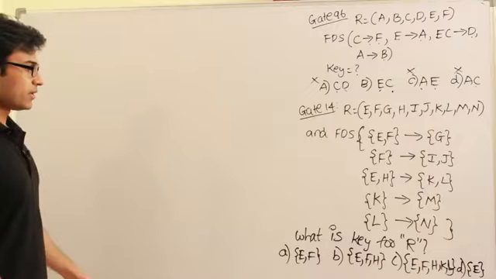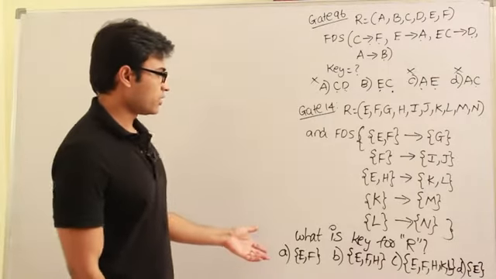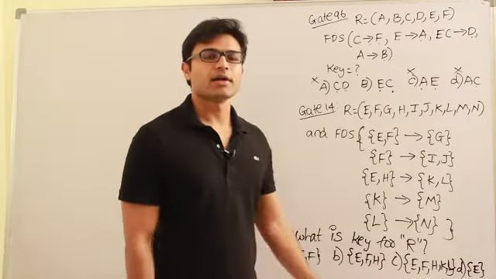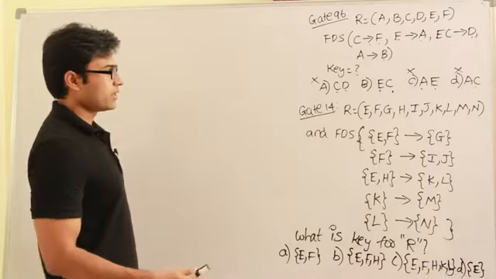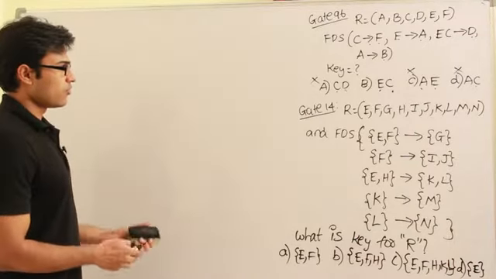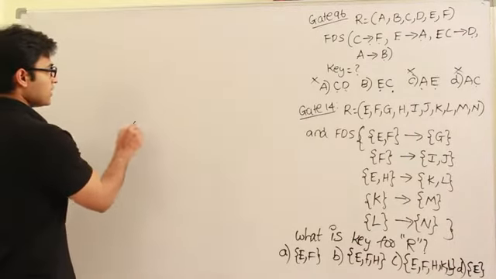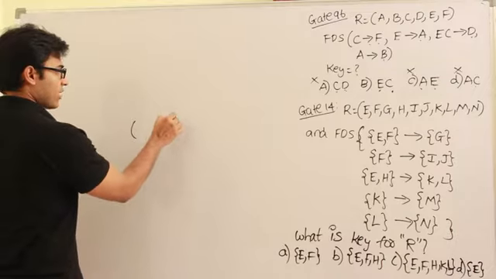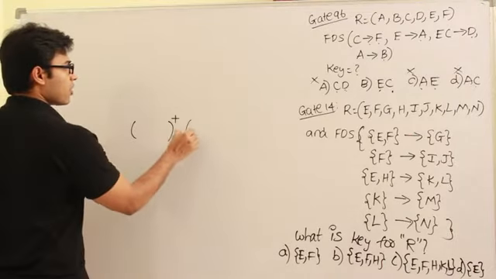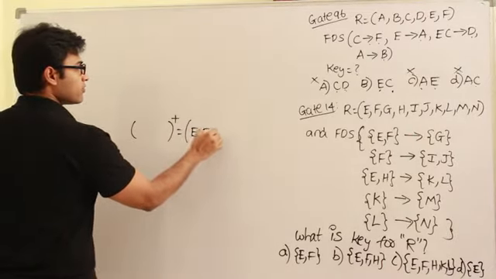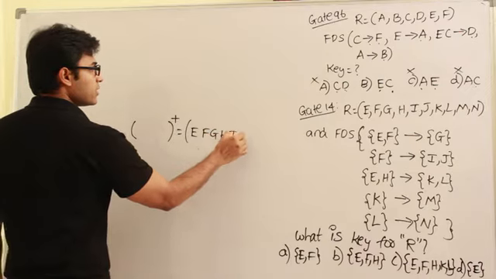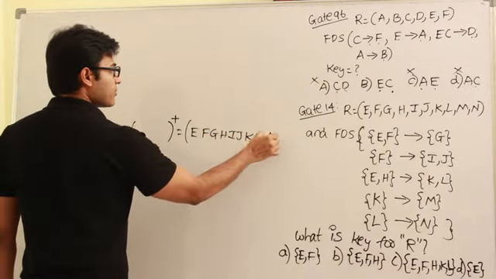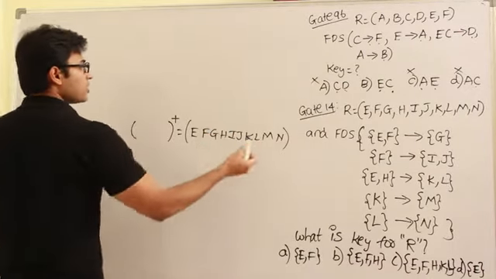So again the same method, you can take each option and find out the closure and guess which one is the answer. That is one method. The other method is, as I said, I don't know what the key is, but whatever the key is, if I find the closure of it, I am supposed to get all of them. What are they? E, F, G, H, I, J, K, L, M, N. I am supposed to get all these attributes.